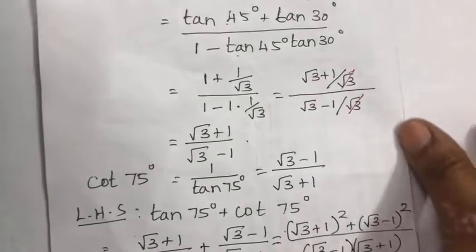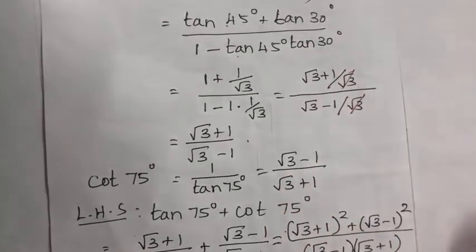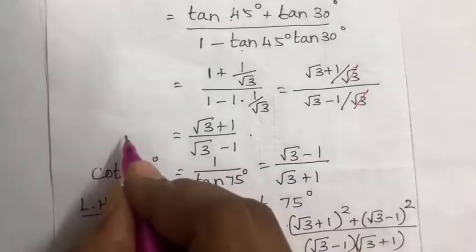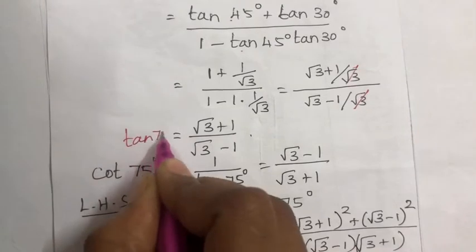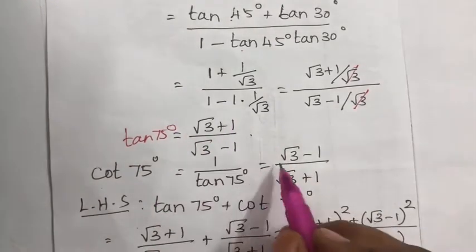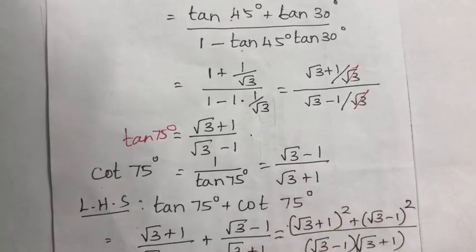Okay. So, now we have to find cot 75. Cot is the inverse of tan. So, 1 by tan 75. This is our tan 75 degree. So, cot 75 is equal to its reciprocal, (root 3 minus 1) divided by (root 3 plus 1).